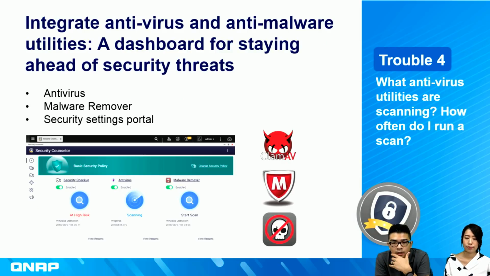Here, we have ClamAV, Malware Remover and McAfee, which are apps that you need to download in App Center, right? But ClamAV, Malware Remover and McAfee are located in different places. So we have also combined everything into the overview page of the Security Council. From now on, you can use the Security Council to control all the scanners and antivirus software.